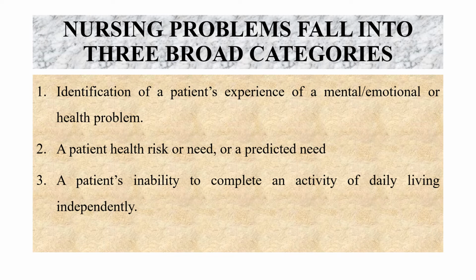Second one is a patient health risk or need or predicted need. For example, if the patient is having poor mobility or the patient is having decreased level of consciousness, there is a chance of having a fall. So the patient might be at risk of fall. If the patient is not eating properly, then there is a chance of getting malnourished, and then the patient is at risk of malnutrition. If the patient is having a wound and that is not taken care of by the patient, there is a chance of getting infection. So these all things will come under the second category.